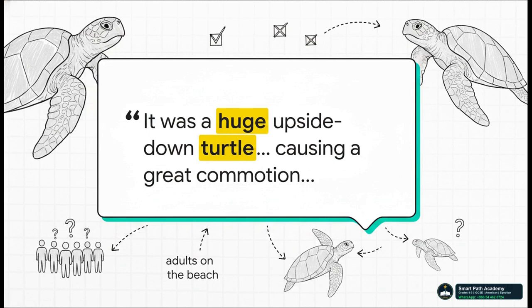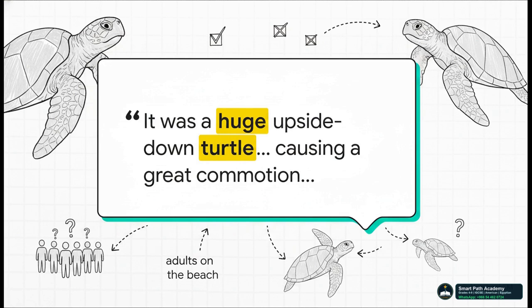This is where you prove your skills. In this first mission, we've got a story about a sea turtle. The text says, it was a huge upside-down turtle, causing a great commotion on the beach. We need to find the true statements. Rely entirely on your evidence-finding skills here.